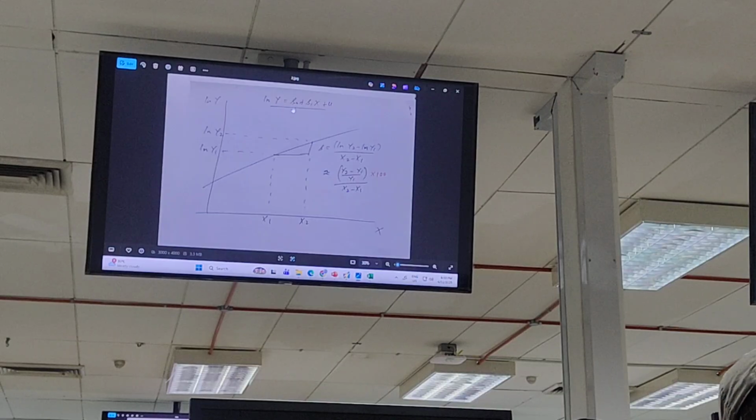Increase or decrease? If the value of beta 1 is positive, we say Y increases. If beta 1 is negative, Y decreases. Okay, so when X increases 1 unit, Y increases by how many percent?